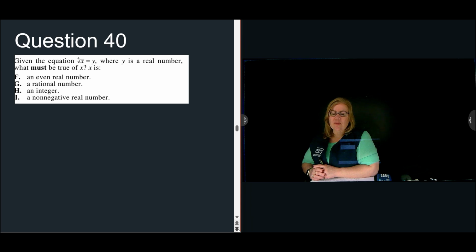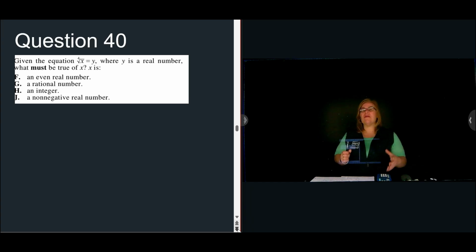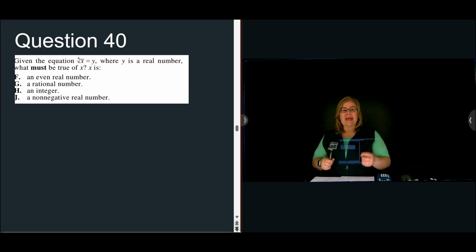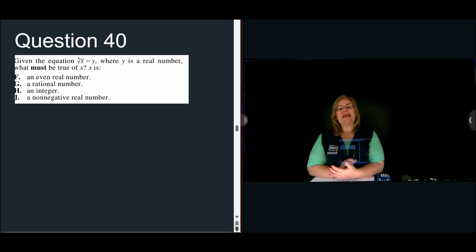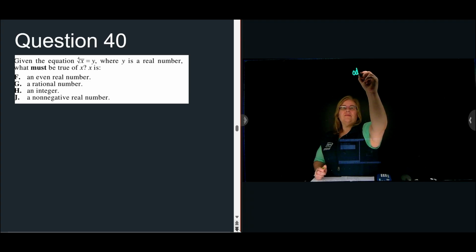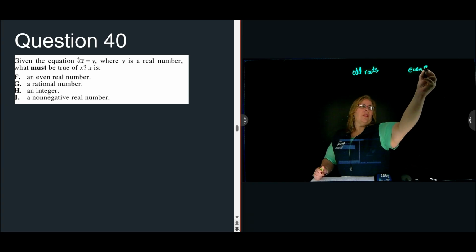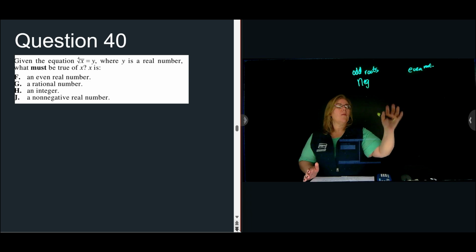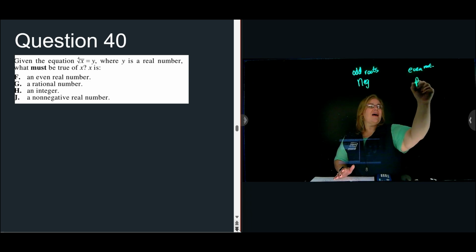All right, so we have the possible answers: an even real number, a rational number, an integer, a non-negative real number. Now, we know that when we take the square root of numbers, we get a number, okay? So when we take an odd root, we could possibly get a what? A negative number. So I have my odd roots, and I have my even roots. Now, when I take an odd root, I can have a negative number. But when I take an even root, I'm always going to have that positive number.